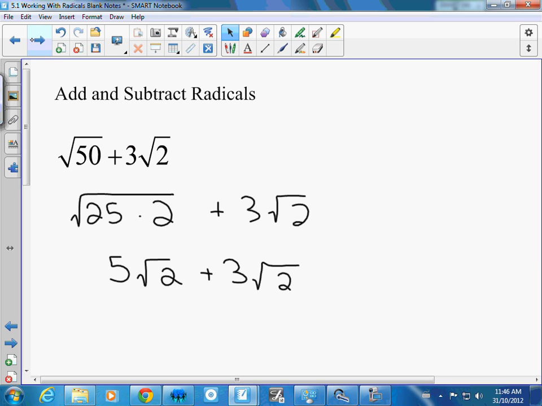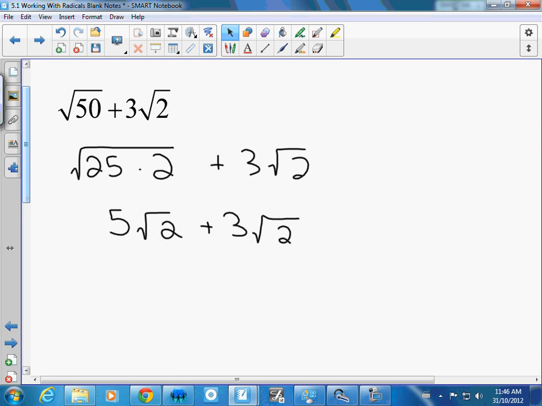Okay, so let's go back to this one. Sorry, guys, I jumped ahead here. So this one, remember, we took the square root of 50 is 25 and 2. Then we have 3 root of 2. Now, we end up with 5 root of 2 and 3 root of 2. Are these like radicals? You check, are they both square roots? And are the numbers underneath the same? 2. So you treat them the same.